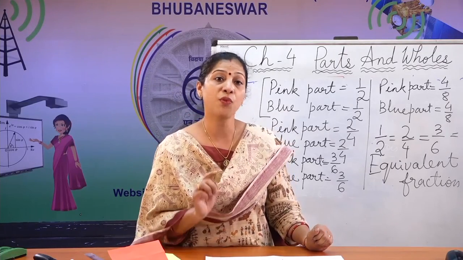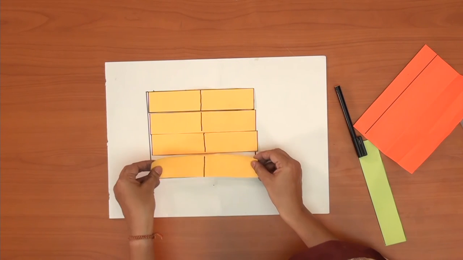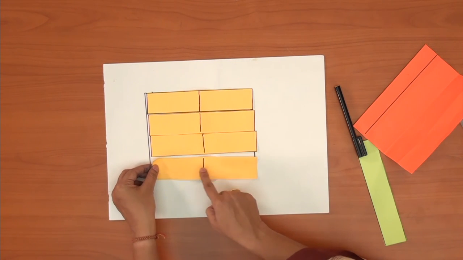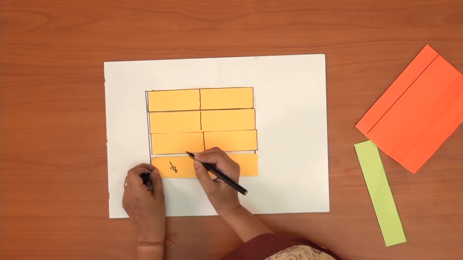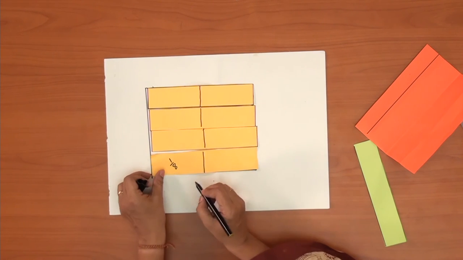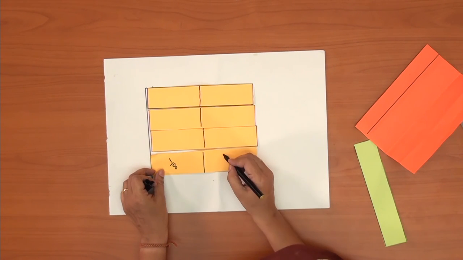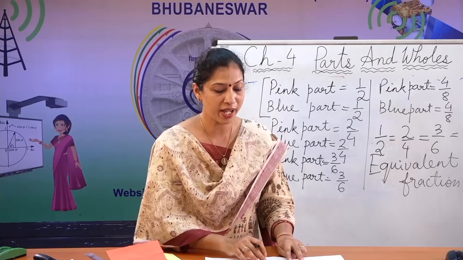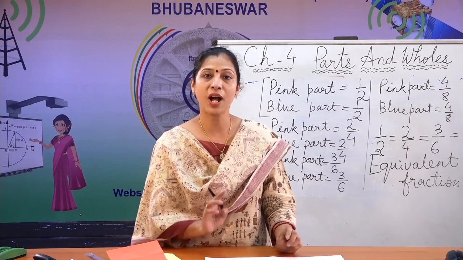So how many 1/8 will make 1/4? Now we know that this is 1/4. Yes or no? This is 1/4 of the rectangle we have already found out. If each small part is 1/8 and the bigger part is 1/4, so how many 1/8s are there? There will be 2 1/8s to make 1/4.